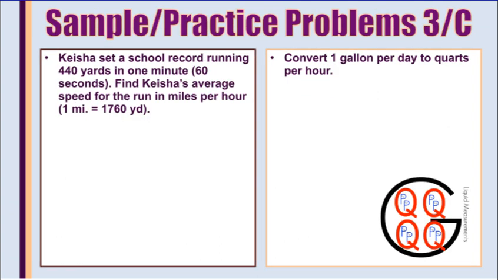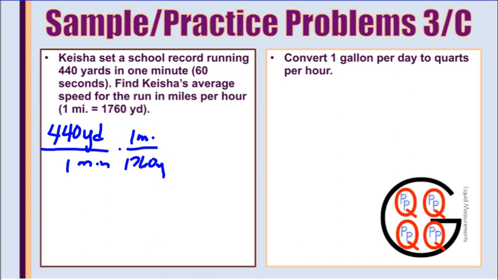And the last problems. Keisha set a school record running 440 yards in 1 minute. Find Keisha's average speed for the run in miles per hour. So you've got 440 yards in 1 minute, and we need to go to miles per hour. So first we need to go from yards to miles. So I know 1 mile is 1,760 yards. So that takes care of the yard label.